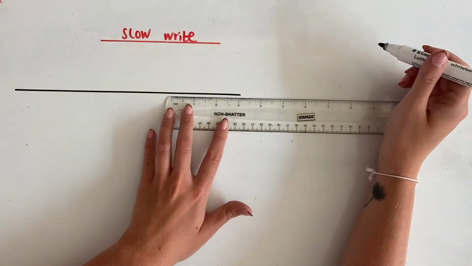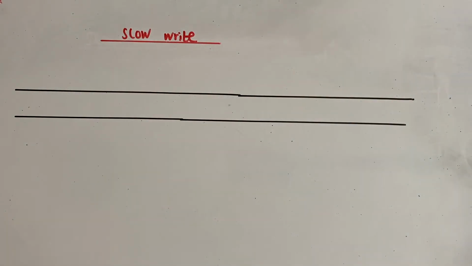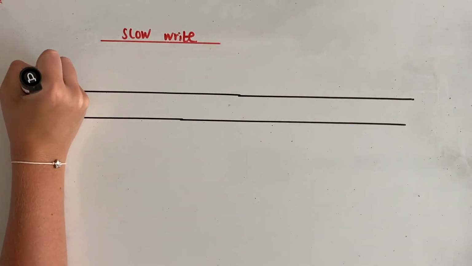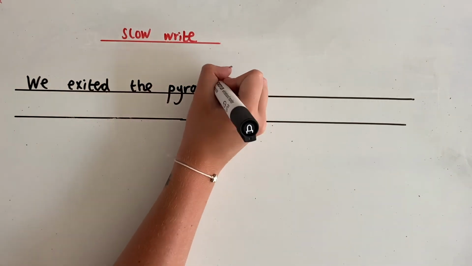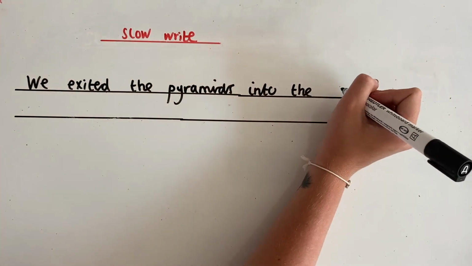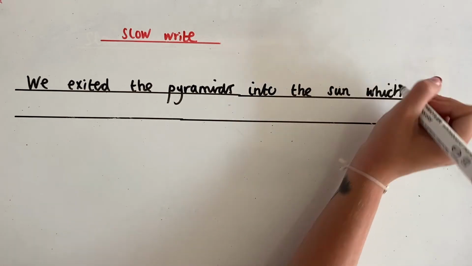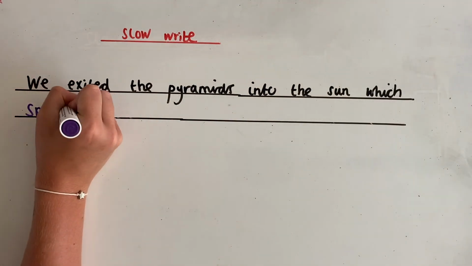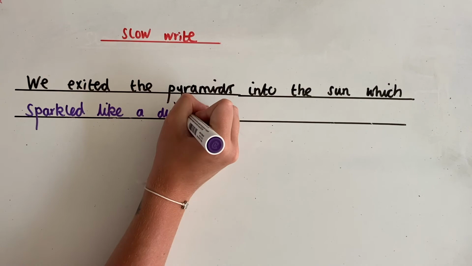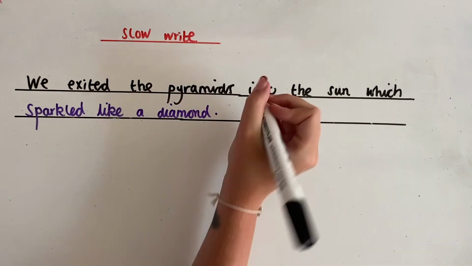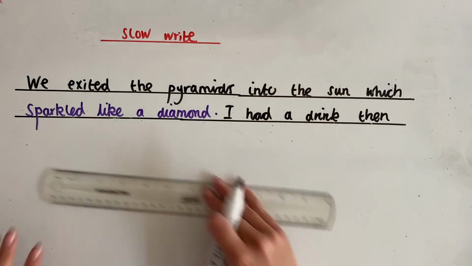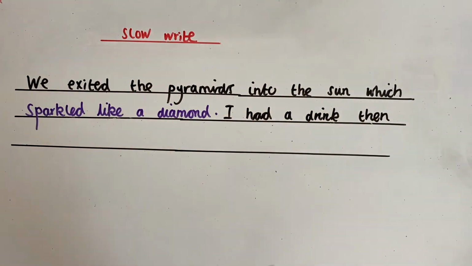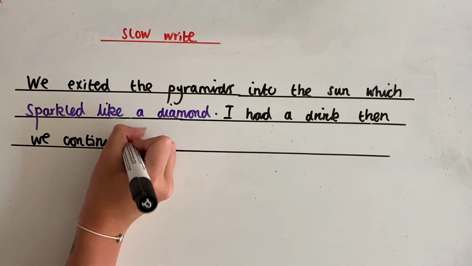Now I'm going to write my sentence containing a simile. See if you can spot where the simile is. We exited the pyramids into the sun, which sparkled like a diamond. I had a drink, and then we continued with our adventure. Did you spot where the simile was? That's right, it was sparkled like a diamond. Good job.